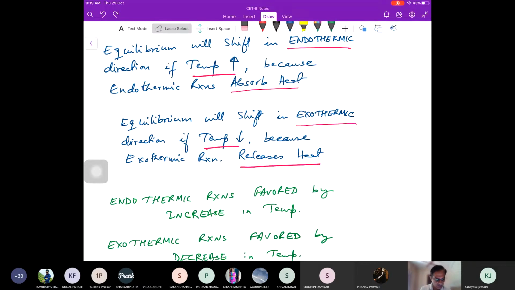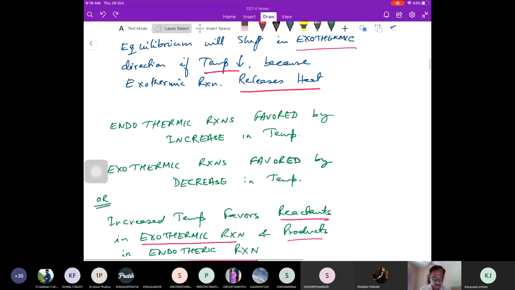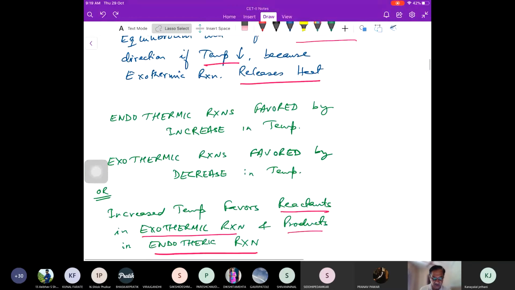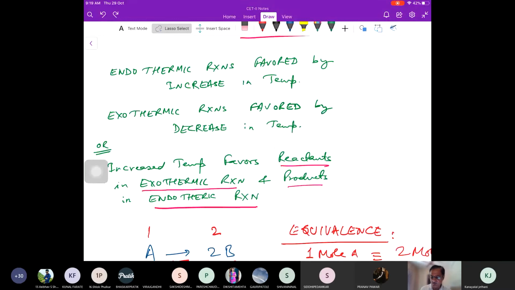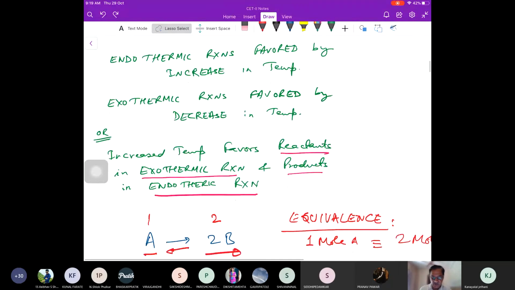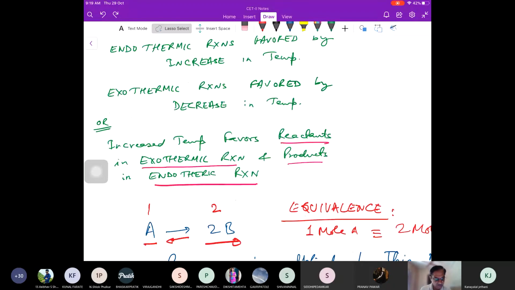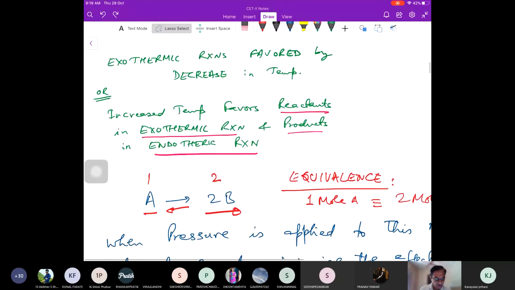Yes, sir. Okay. So endothermic reactions are favored by increasing temperature. That means endothermic reaction कोई भी रहेगा तो we always have to operate at maximum temperature. जितना maximum possible है उतना ही temperature लेना चाहिए. Whereas exothermic reaction is favored by decrease in temperature. So we operate at very low temperature as far as possible. Conversion होना चाहिए, but it should not be very high temperature. Right? Or increased temperature favors reactants in exothermic reaction. When you say reactants, let's write it down.